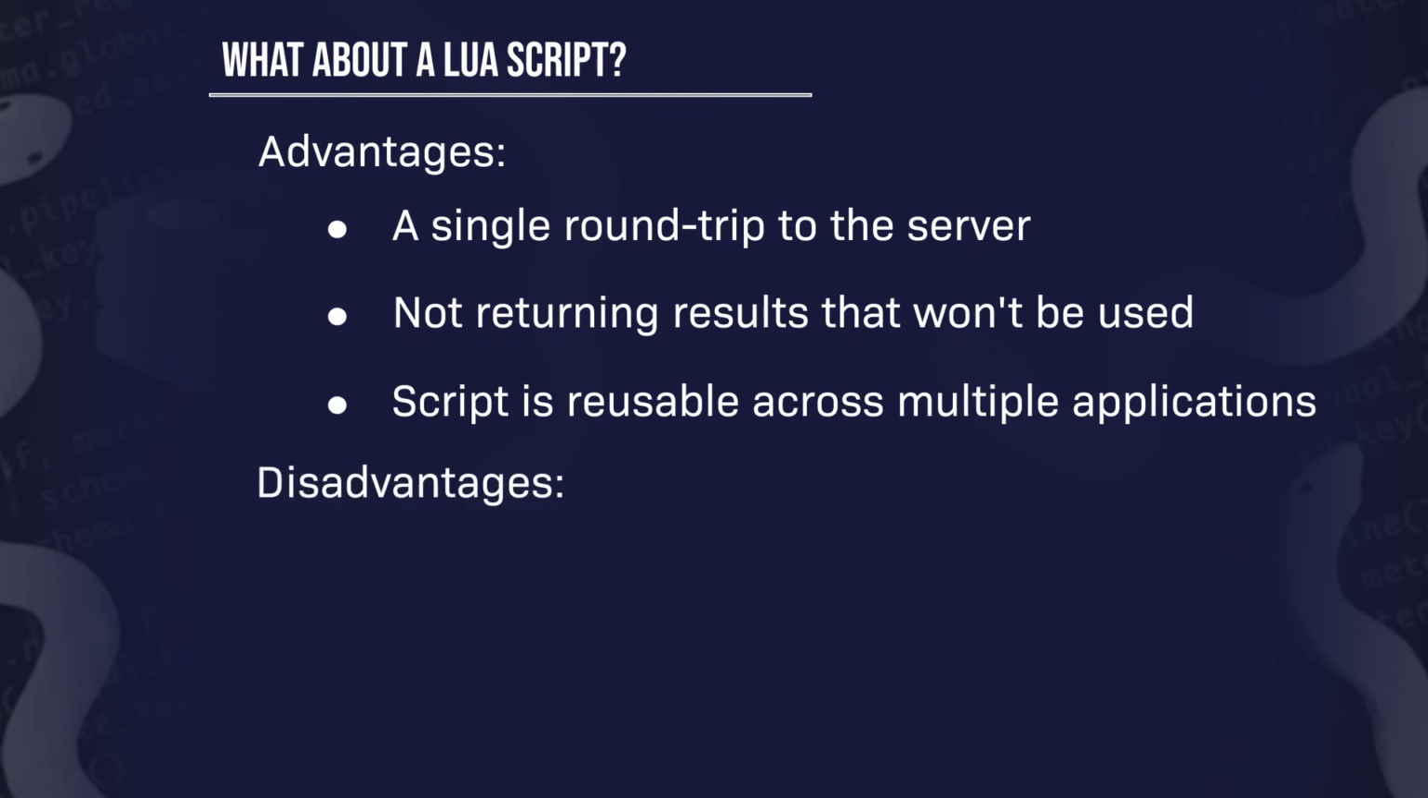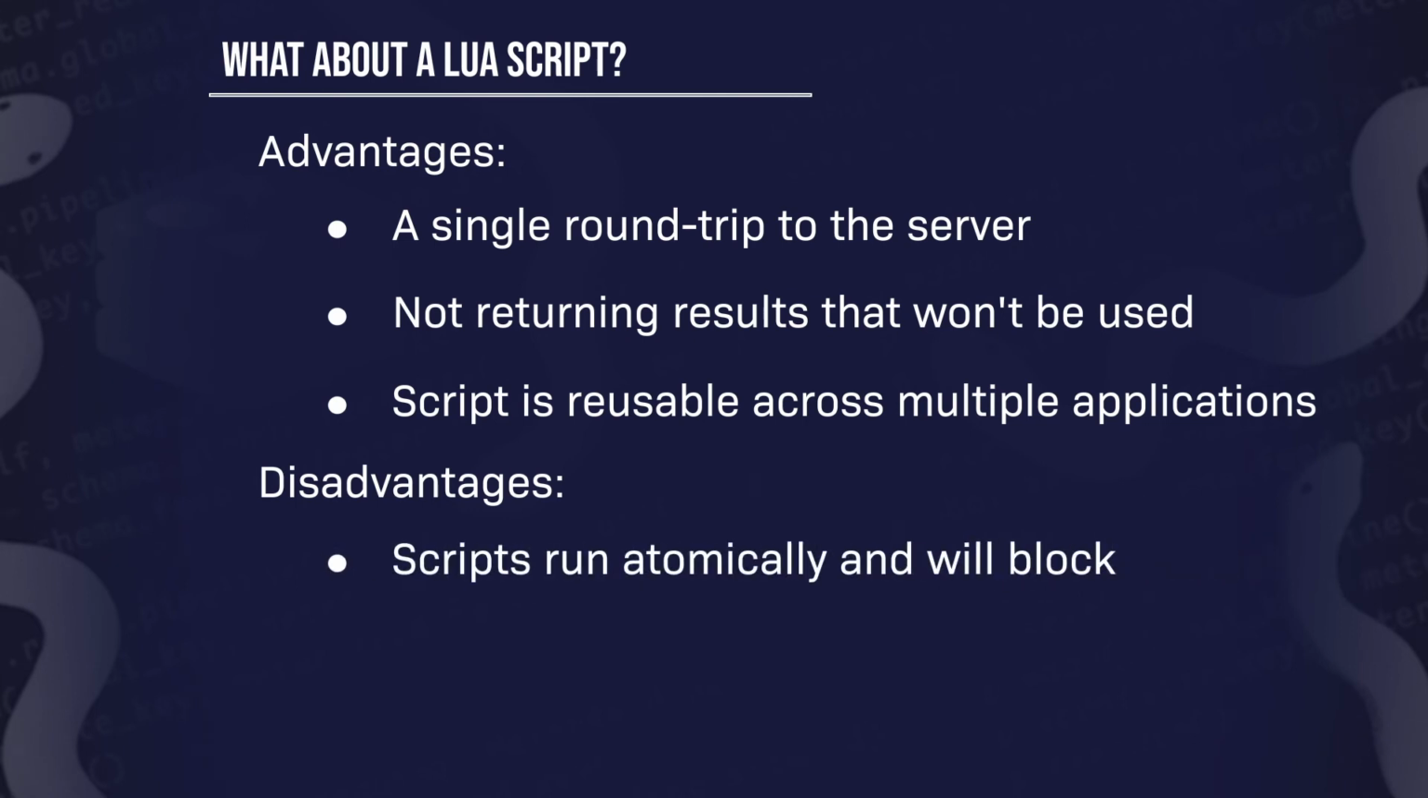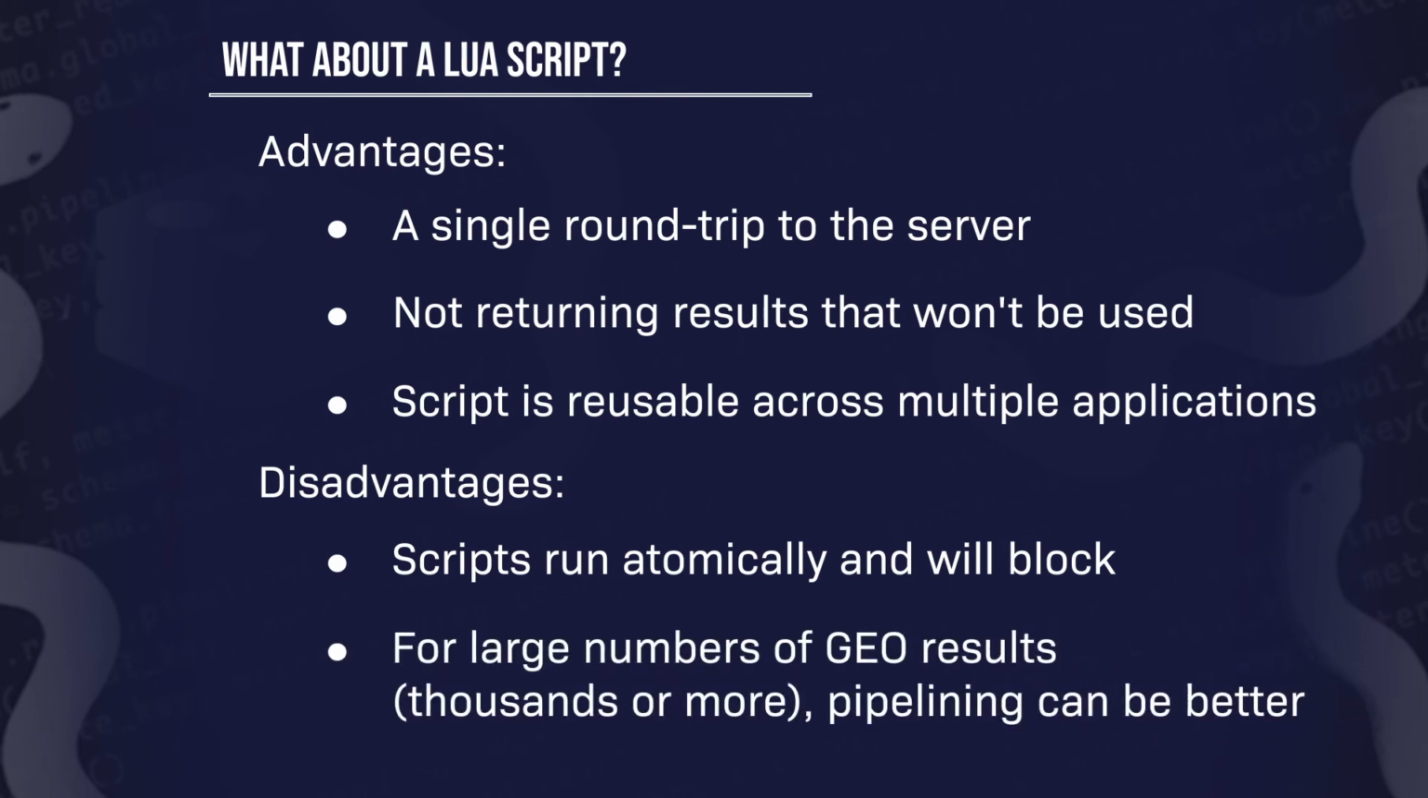But there's also a disadvantage. Lua scripts run atomically, so our script will block other commands while it's running. This isn't a problem when georadius returns a small number of results, but if we expect a large number of results, perhaps in the thousands or more, then the pipelining approach I just outlined is the better solution.